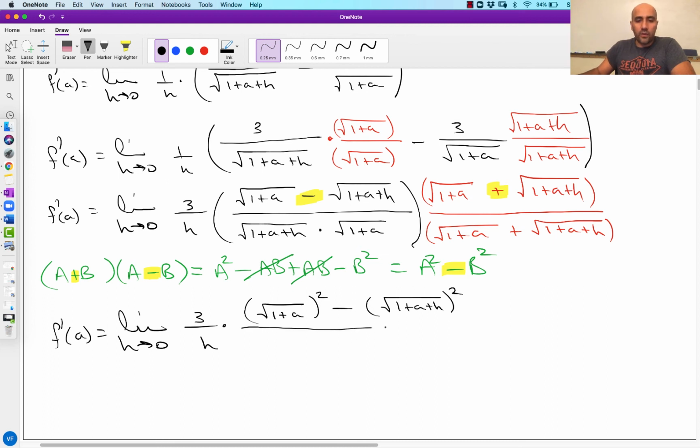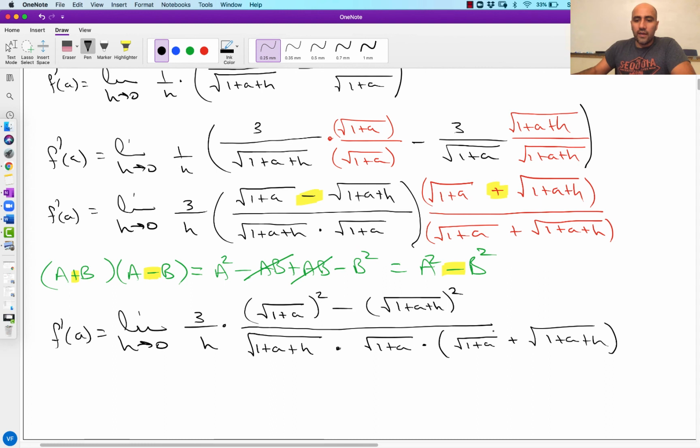And the denominator, well, let's leave it alone. Let's not worry about it. It's going to be very ugly. It's just going to be the multiplication of everything. I'm not even going to try and simplify it. So it's going to be the square root of 1 plus a times the square root of 1 plus a plus h, times now we have this little addition of the square root of 1 plus a plus the square root of 1 plus a plus h. And yeah, maybe we could try and simplify it a little bit, but it's not necessary. I don't think it's worth the trouble.